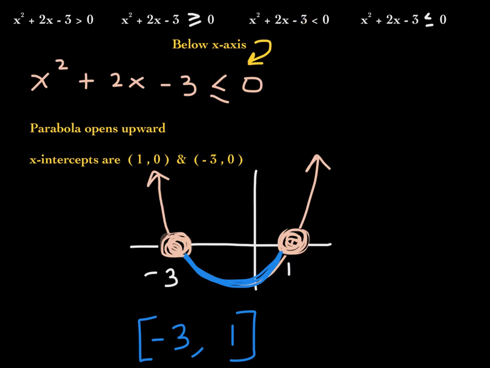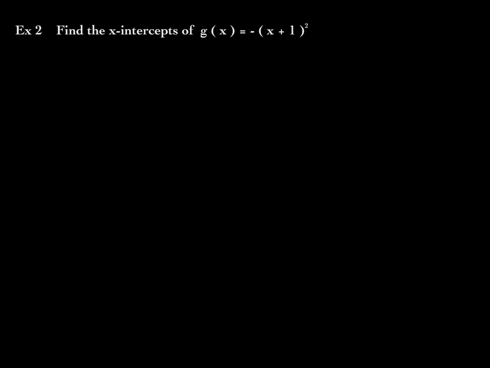All right, let's practice some more. Let's look at another quadratic inequality. All right, check this out, everybody. Find the x-intercepts for this quadratic function. All right, let's go for it. So I have negative quantity x plus 1 squared set equal to 0.